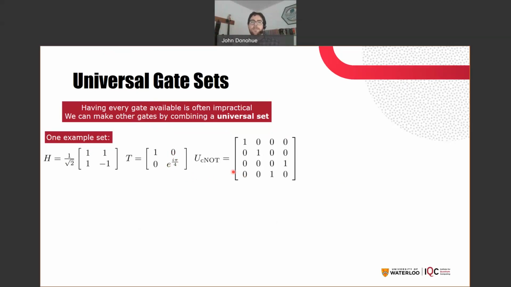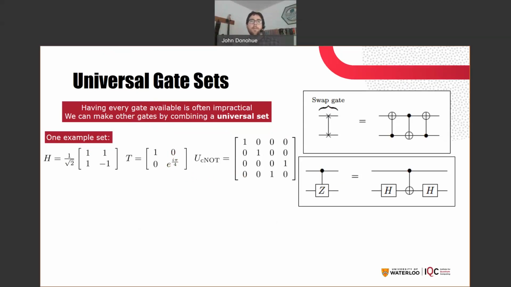So for example, the swap gate, something that says take Alice's and Bob's qubits and switch them around, can be built with 3 C naught gates. The controlled Z gate, the same idea as the controlled NOT, but instead of controlling whether or not it flips, it controls whether or not to apply a phase, can be built with 2 Hadamards and a C naught. Sometimes these are easy to do, sometimes it's not easy to do.